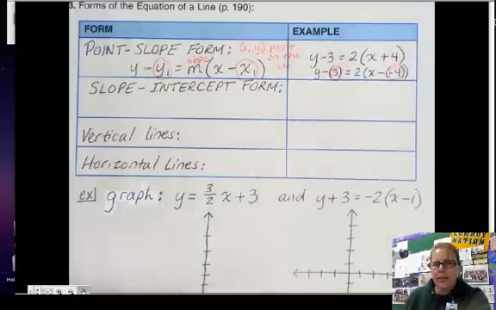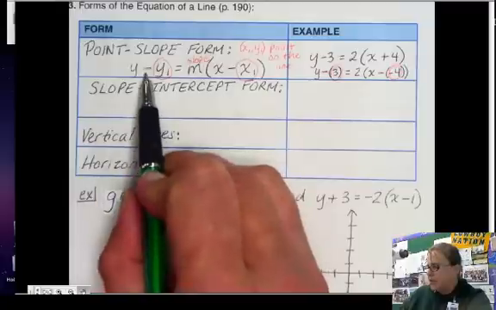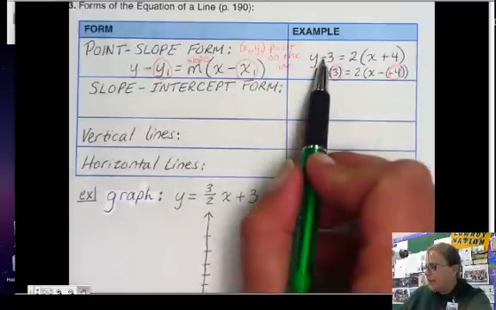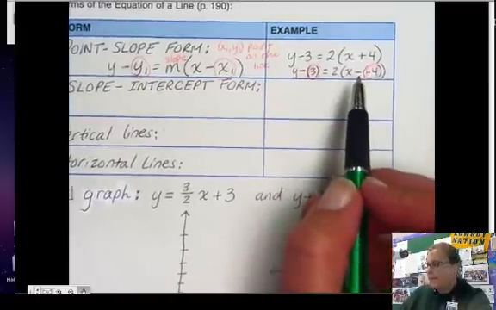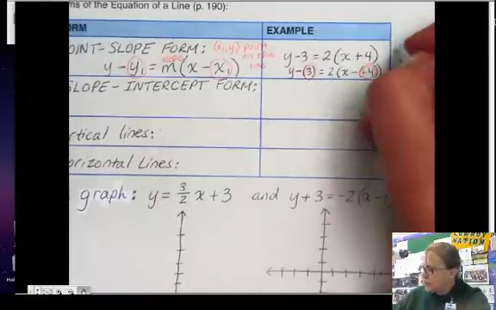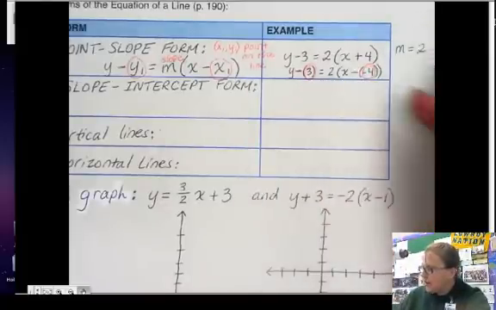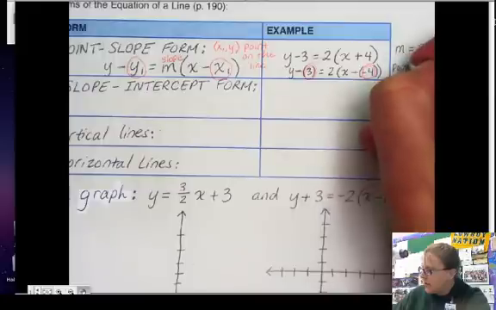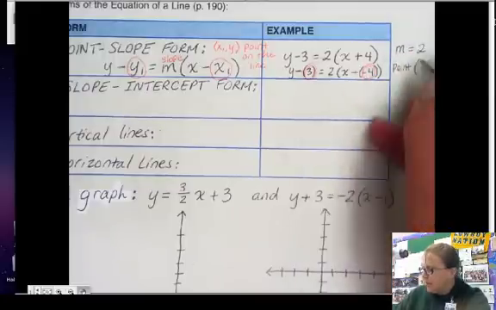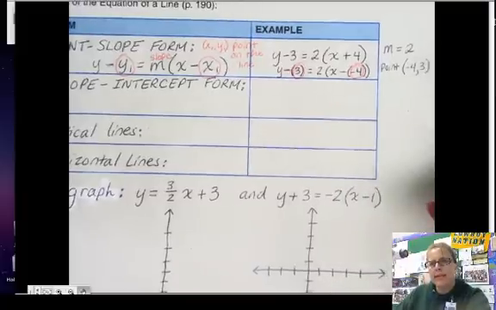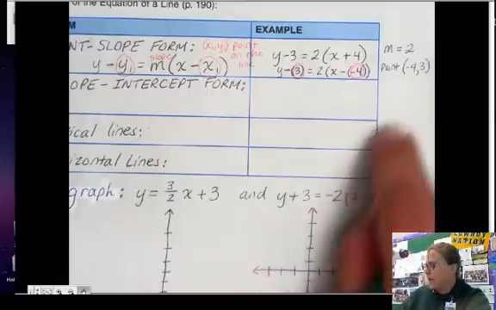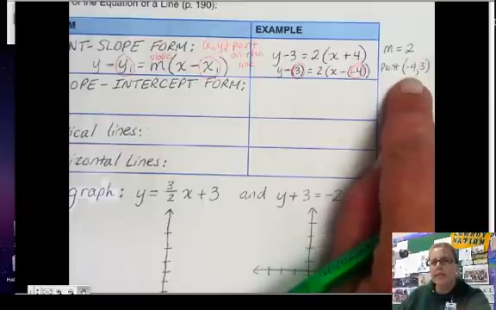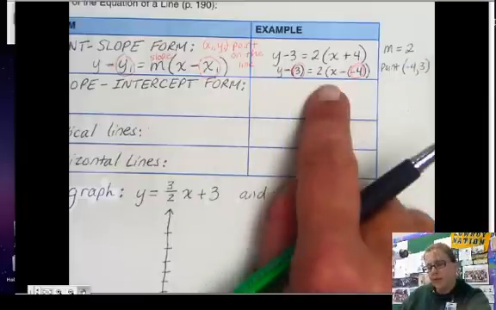And so the trick to it is that whenever you're dealing with the point slope form, if you have a minus, it's always opposite. If you have a plus, it's always opposite. So my slope in this case is 2. So m equals 2. And the point is negative 4, positive 3. Okay? So we'll do another example of it down here when we graph it. Okay, so that's how I pull out the point and the slope from the point slope form.